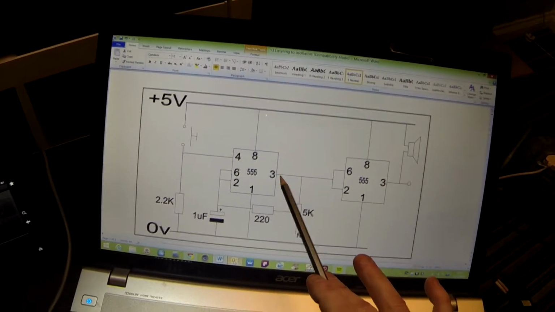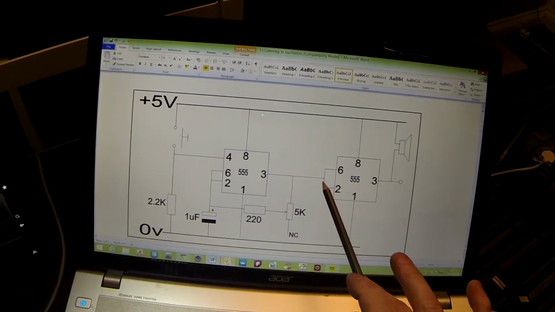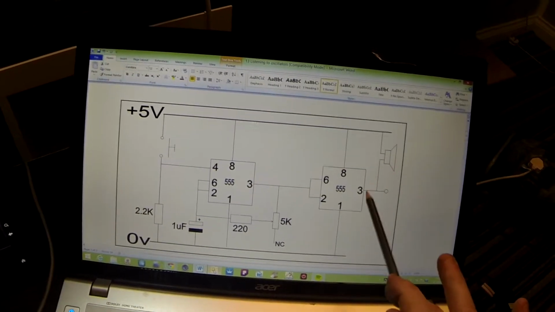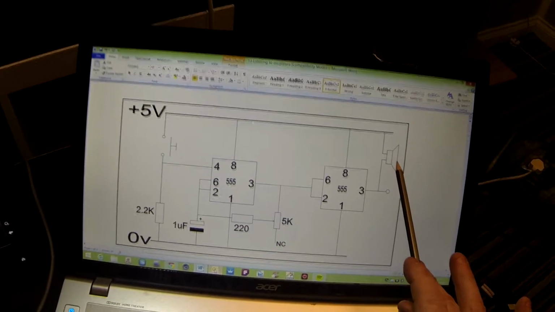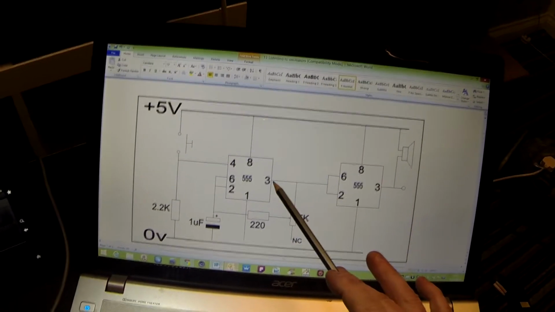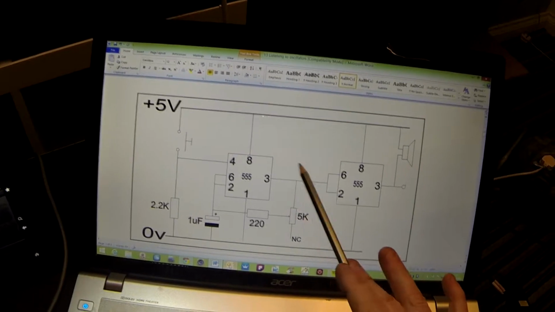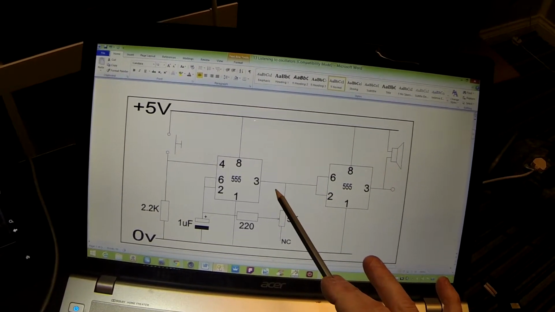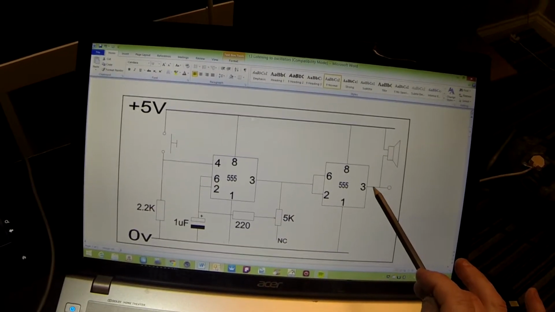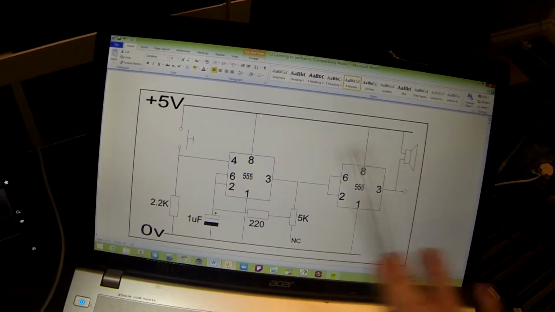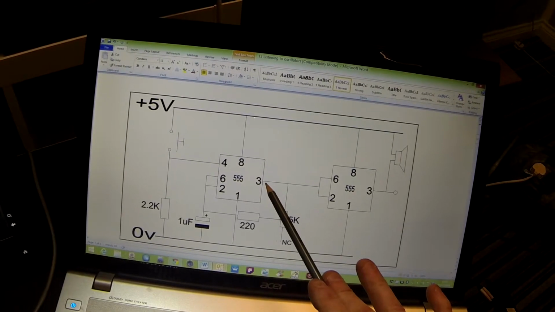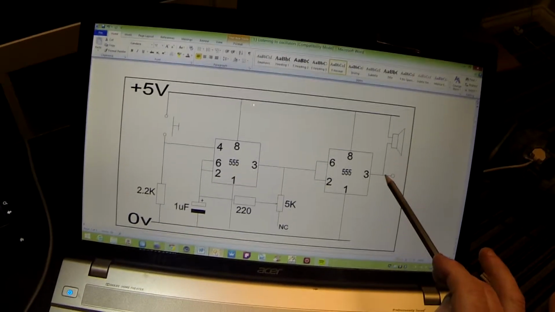When this here is low, this here is low, which means that this output will be high, and therefore this loudspeaker will be off. The fact that this is going high, low, high, low, and this is therefore going low, high, low, high, means we are still hearing this frequency at this output.